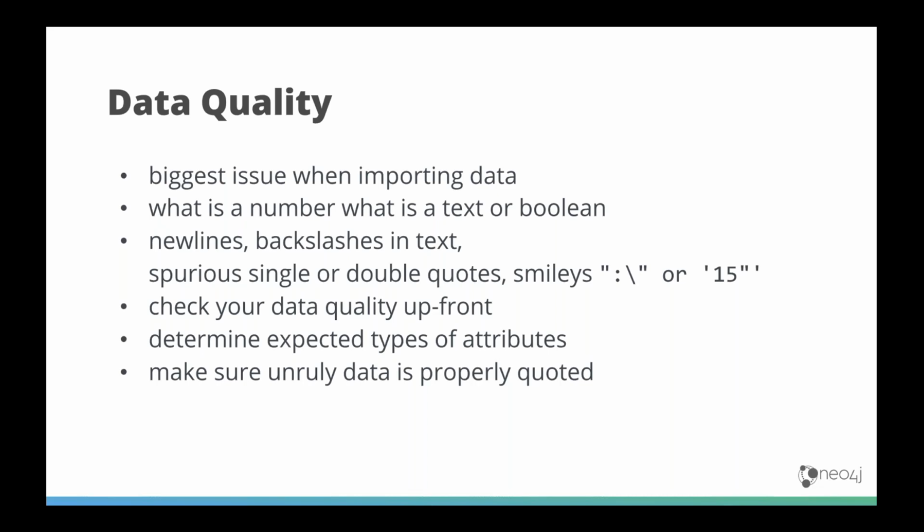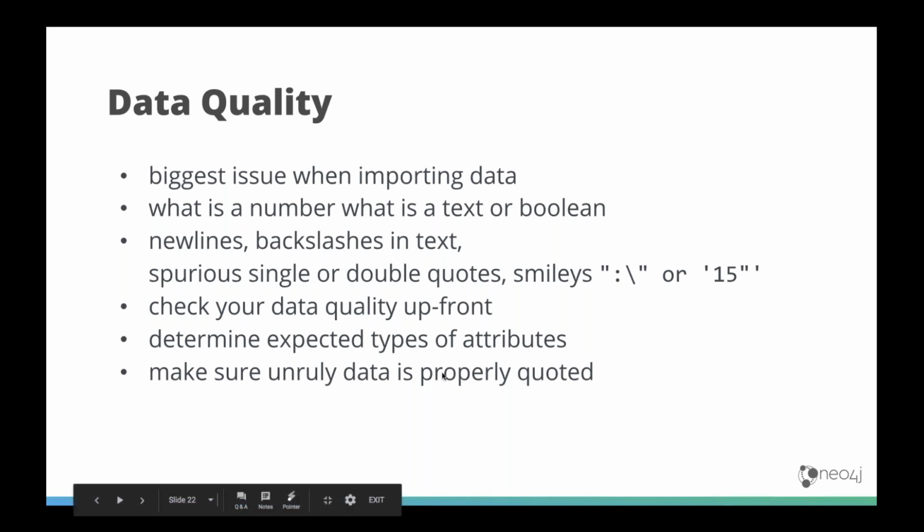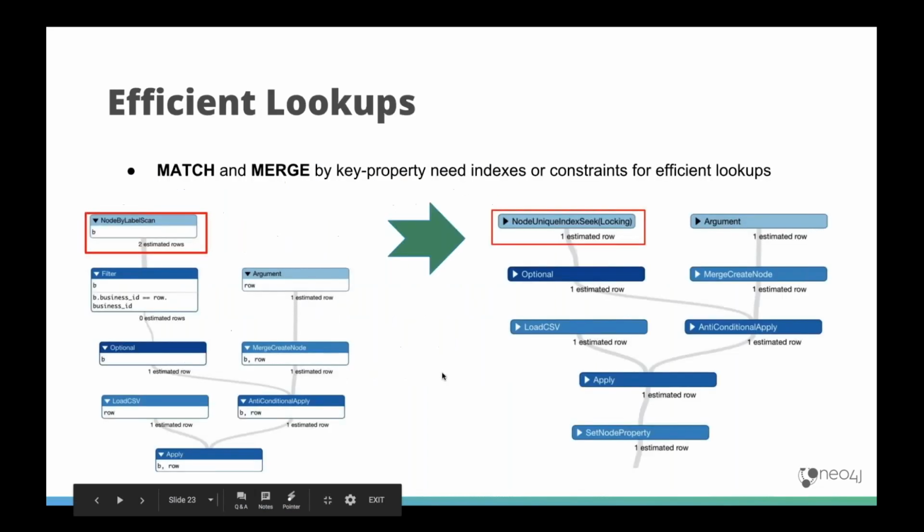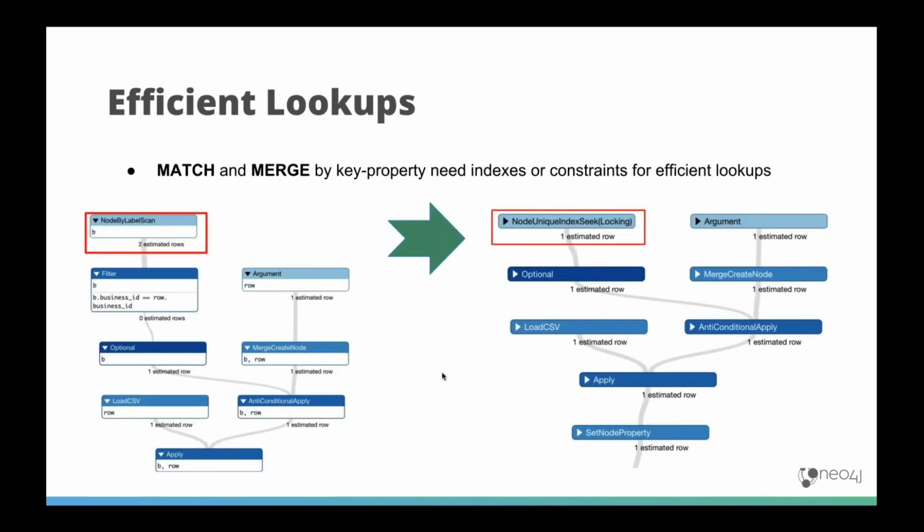You also should determine which attributes are text, which are numbers, which are booleans, which are geocoded, which are dates, and so on. Especially if you have something like a text format like CSV, or if you have JSON, and then you have to determine, oh, this is actually a date and not just a string. And basically make sure that you sort this out before. That saves you a lot of trouble.